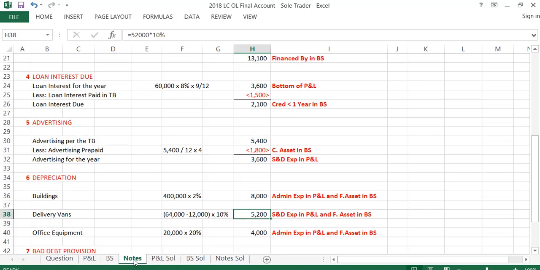They will be added to the accumulated depreciation at the start of the year. So that will take place in the fixed asset note in the balance sheet. They will all be added on.